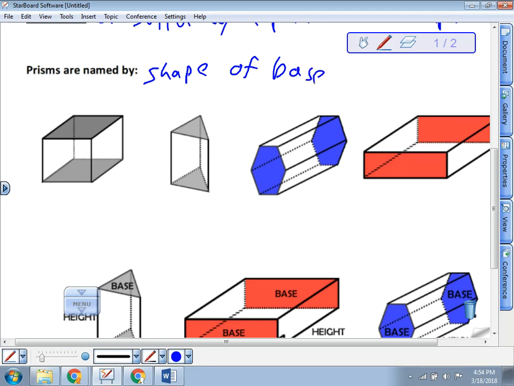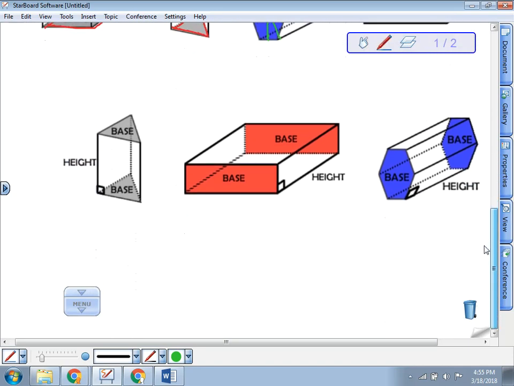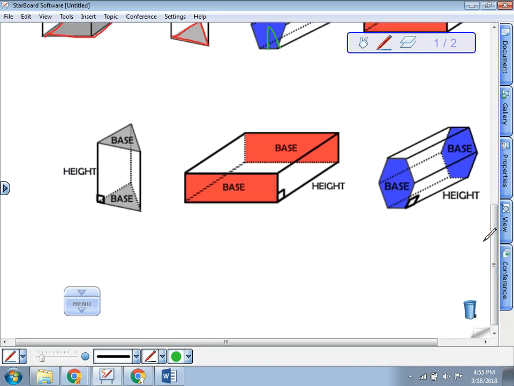You guys can see some of these. Base does not always mean bottom, but this right here, the base, would be called a rectangular prism. These are the two congruent shapes and they're parallel to each other. That would be a triangular prism. This would be a hexagonal prism. So you can see we're still going to have to use the Pythagorean theorem to find the area of those shapes. Again, base doesn't always mean the bottom, as you can see from these examples.